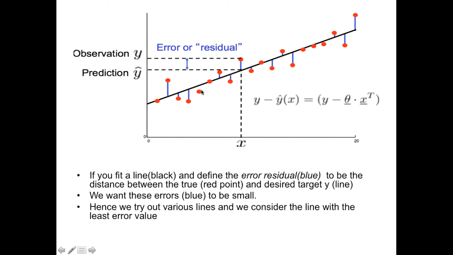Okay, so this is one regression line. We try out another regression line and we consider so many regression lines, and the one with the least residual error is considered to be the best fit line.